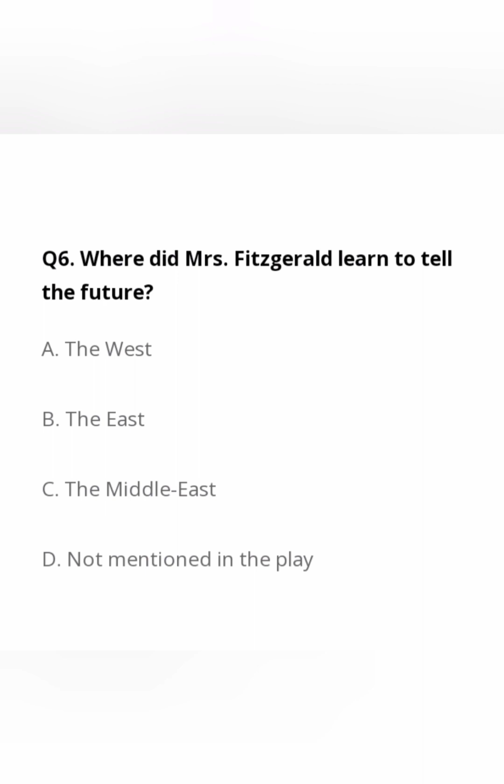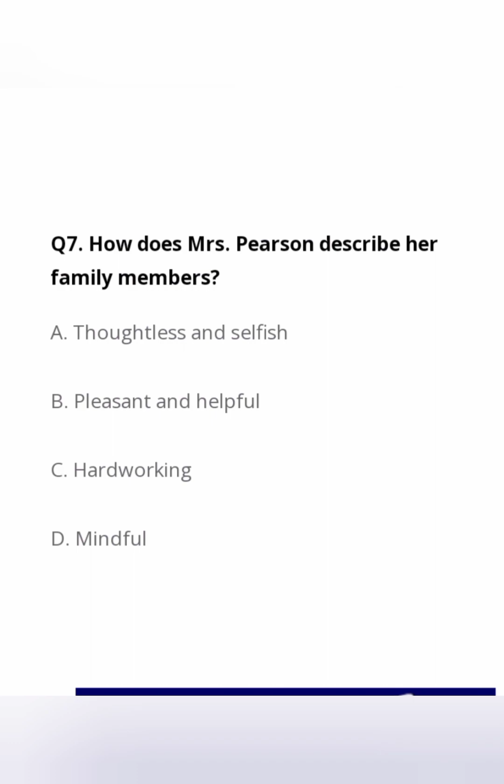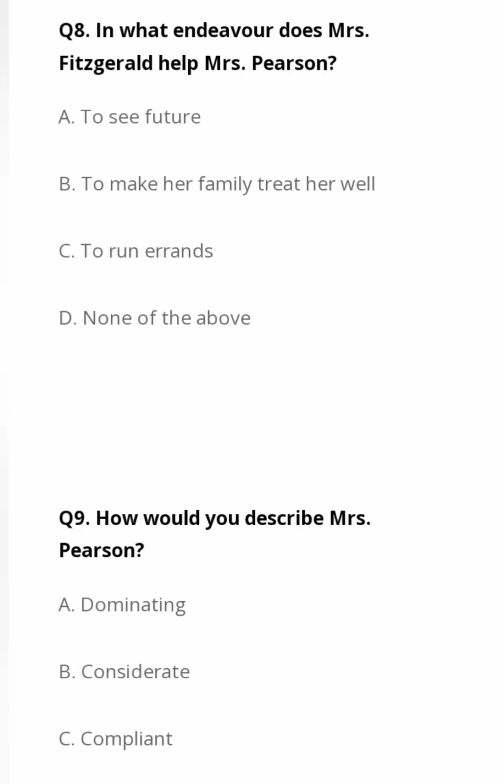Okay, and then question number 7. How does Mrs. Pearson describe her family members? Okay, that is option A, thoughtless and selfish. Okay, and then let us see question number 8. In what endeavor does Mrs. Fitzgerald help Mrs. Pearson? That is option B, to make her family treat her well.